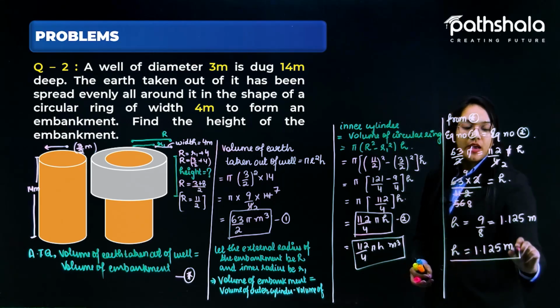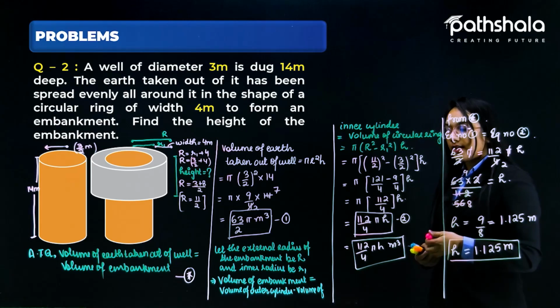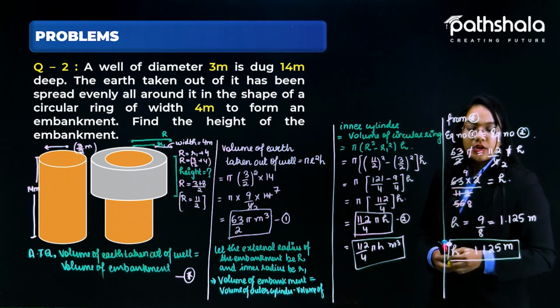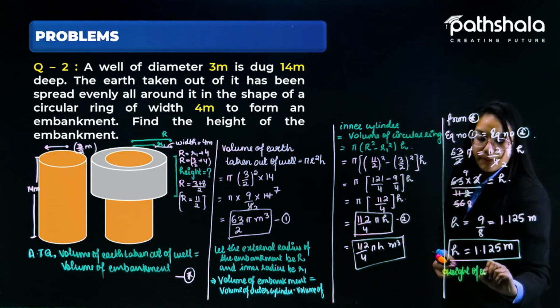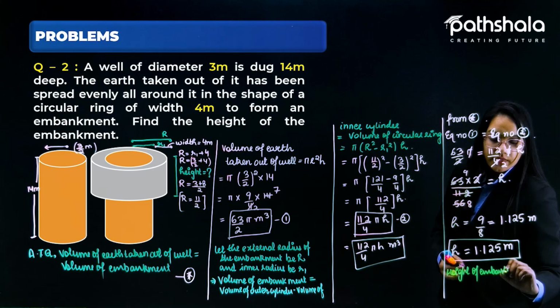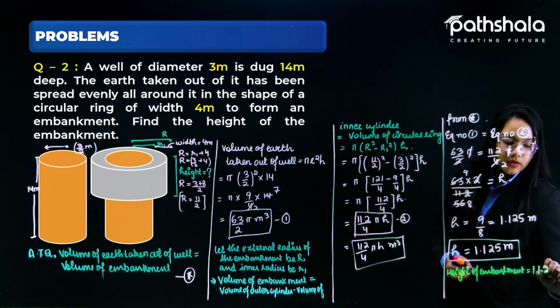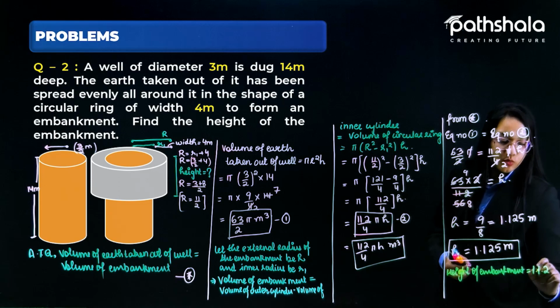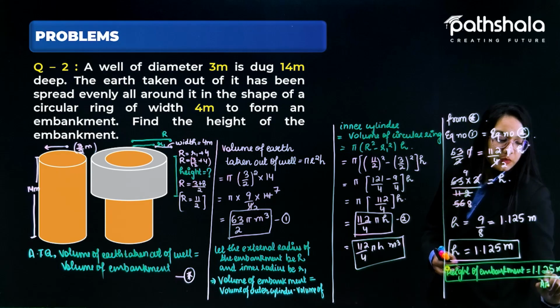This is the embankment, the height of the embankment. So we are getting the height of the embankment at the end, if I write it over here, that the height of the embankment is equal to 1.125 meters. This is the answer for this particular question.